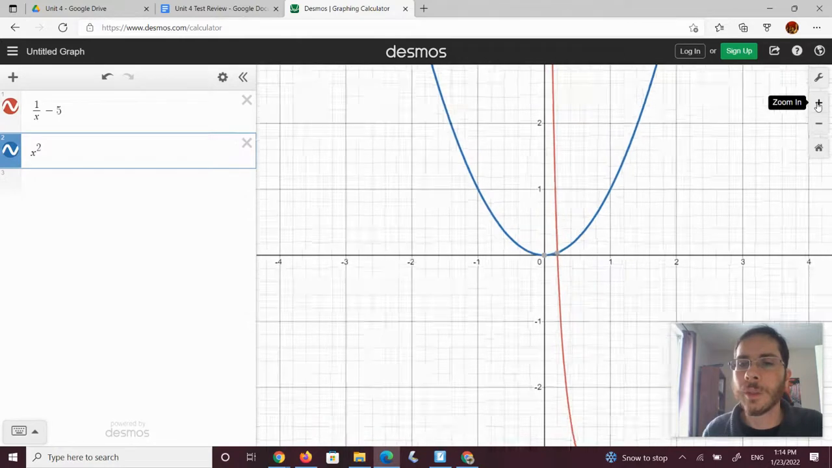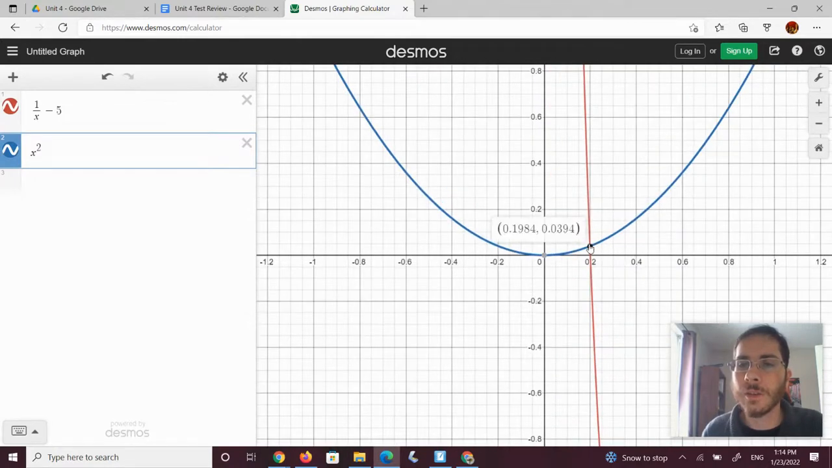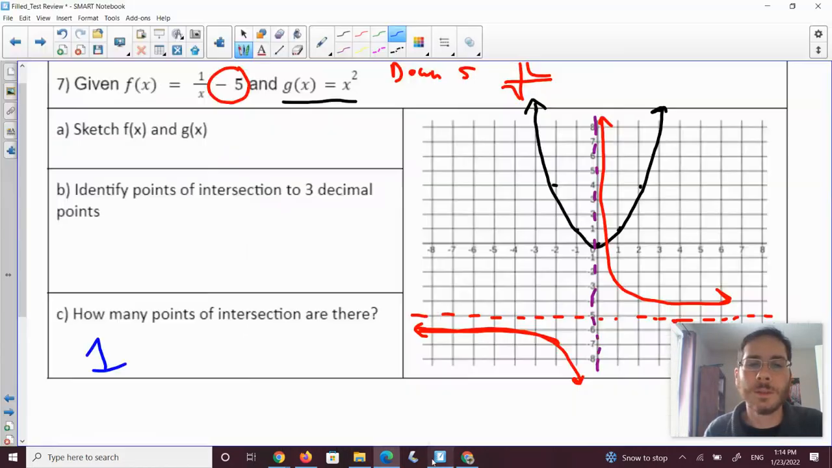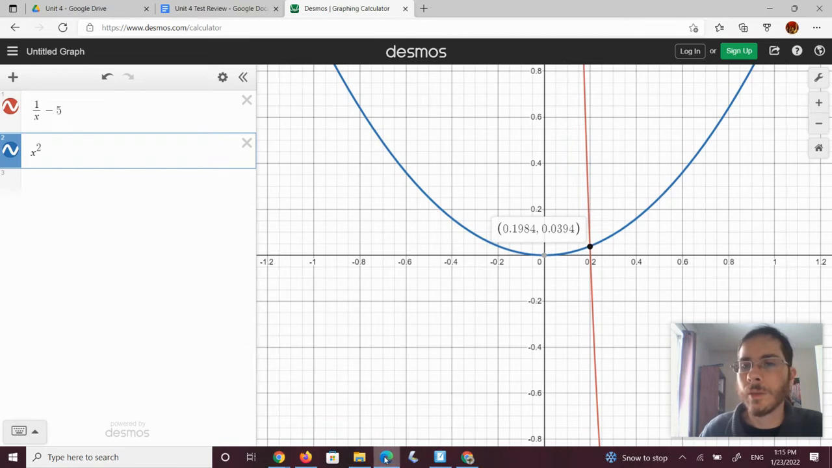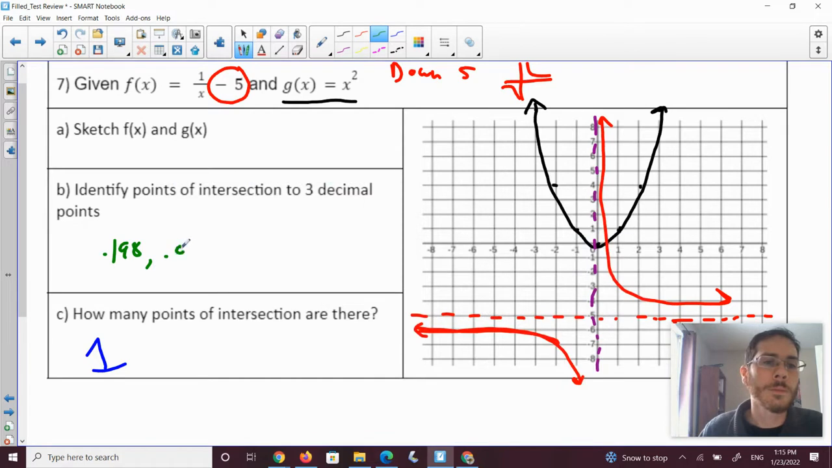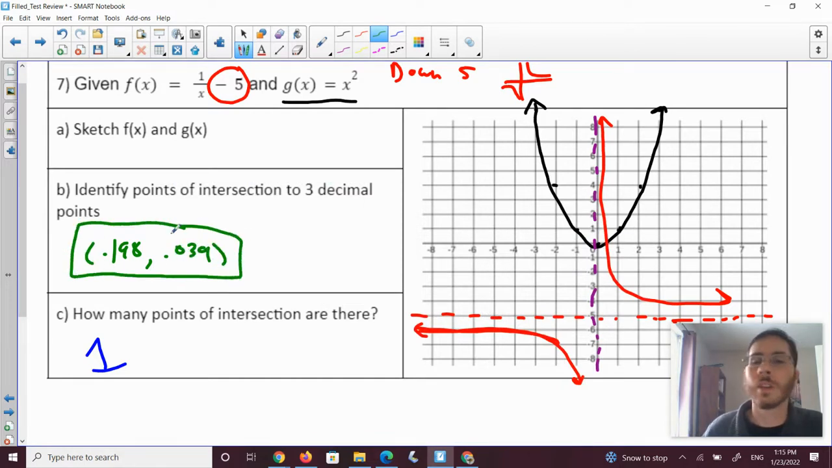If we want to zoom in a little bit, we can zoom in and see, yeah, they cross just right there. So pretty good. Oh, look at that. Desmos is now giving me 4. That's kind of cool. But 0.198. And then 0.0394, so 0.039. And there we go. And that's it. So that's what we got.